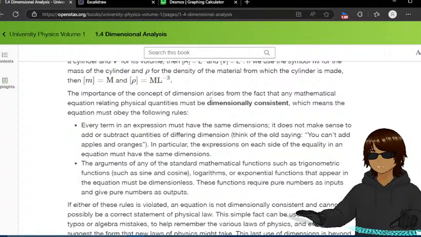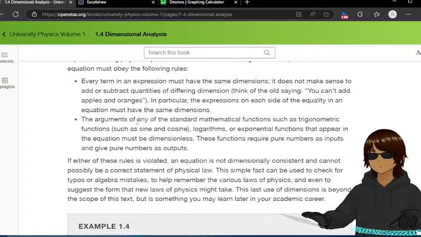The importance of the concept of dimension arises from the fact that any mathematical equation relating physical quantities must be dimensionally consistent, which means the equation must obey the following rules. Every term in an expression must have the same dimension. It does not make sense to add or subtract quantities of differing dimension. The arguments of any of the standard mathematical functions, such as trigonometric functions, logarithms, or exponential functions that appear in the equation, must be dimensionless. These functions require pure numbers as input and give pure numbers as outputs. If either of these rules is violated, an equation is not dimensionally consistent and cannot possibly be a correct statement of a physical law.